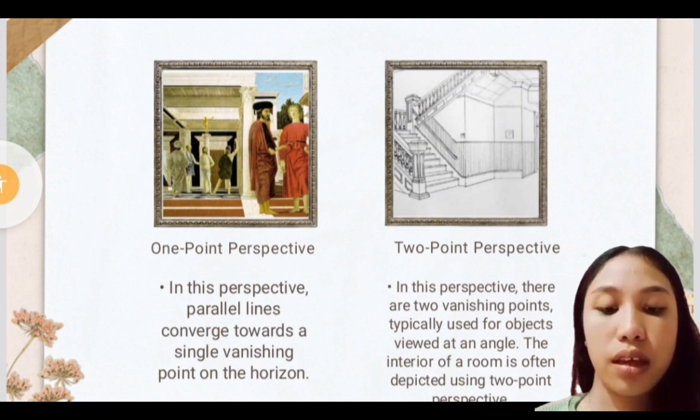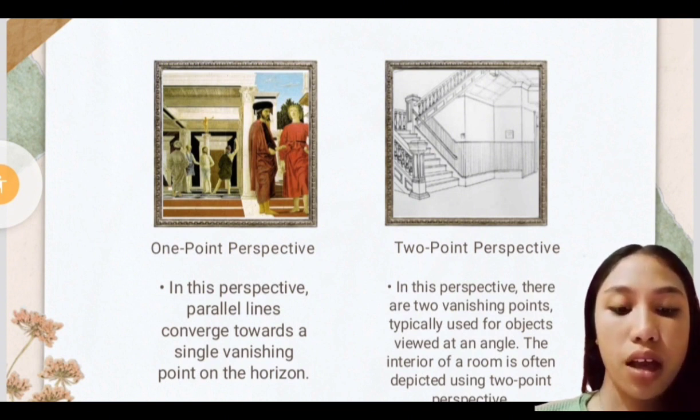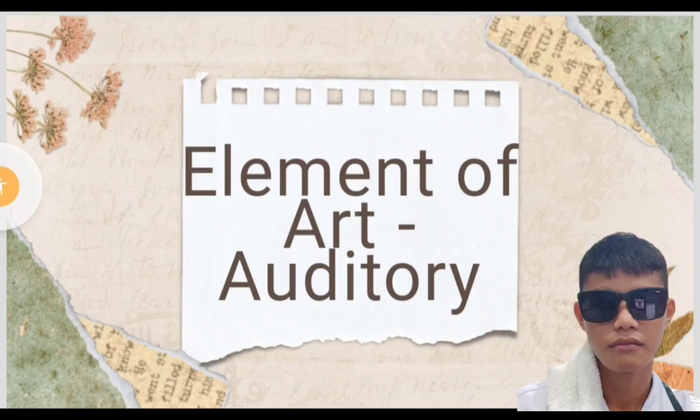One-point perspective. In this perspective, parallel lines converge toward a single vanishing point on the horizon. Two-point perspective. In this perspective, there are two vanishing points. Typically used when the object is viewed at an angle, the interior of a room is often depicted using two-point perspective.